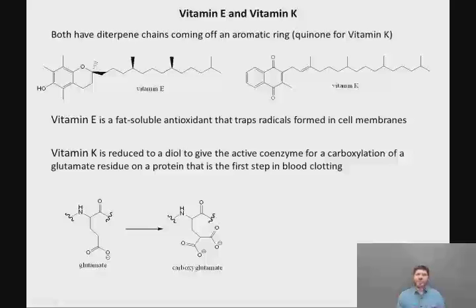So obviously blood clotting is important because when you cut yourself, you do want the blood to be able to clot, but there are also nasty things that happen as a result of blood clotting when we don't want it to clot, which are, of course, heart attacks and strokes.